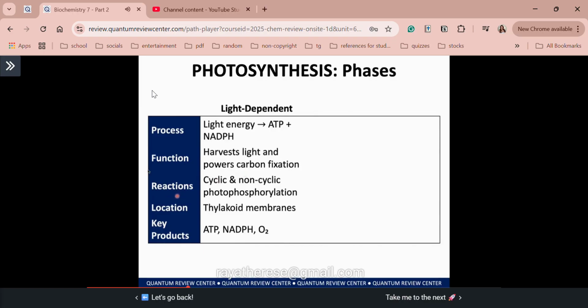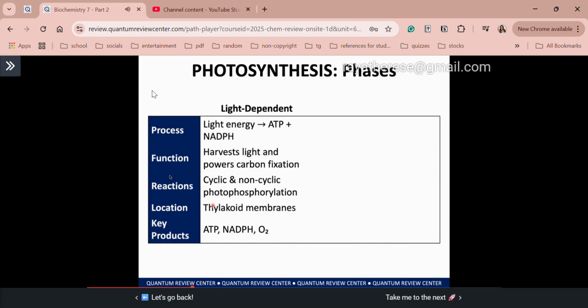Class, remember, in our light-dependent reaction, we actually have two different types of reactions, depending on our cellular needs. Here we have two: cyclic and non-cyclic photophosphorylation. Remember the two different types of phosphorylation that occur in cellular respiration. SLP, or substrate level phosphorylation, is the direct transfer of a phosphate group to your ADP. For OP, or oxidative phosphorylation, electron transfer powers the phosphorylation of ADP to form ATP.